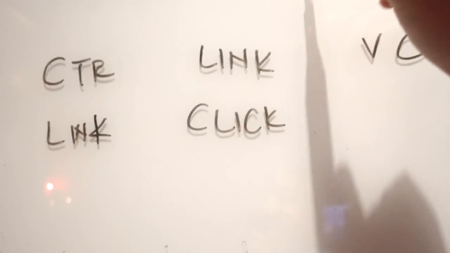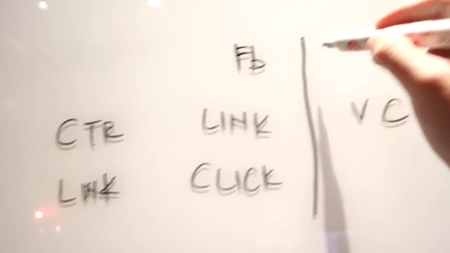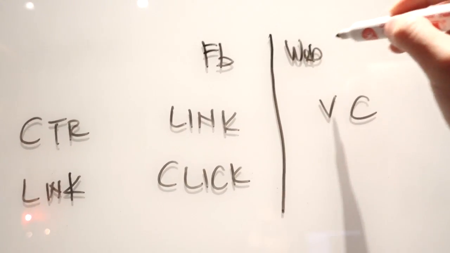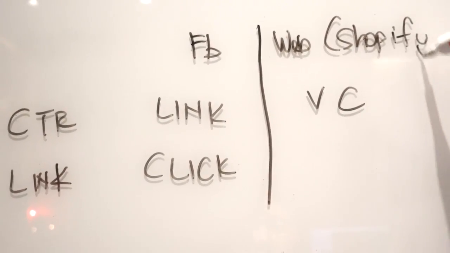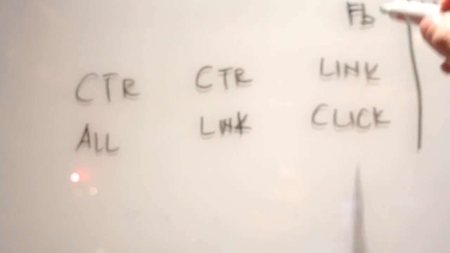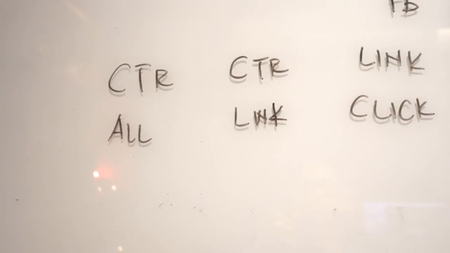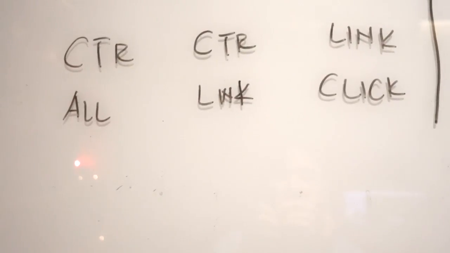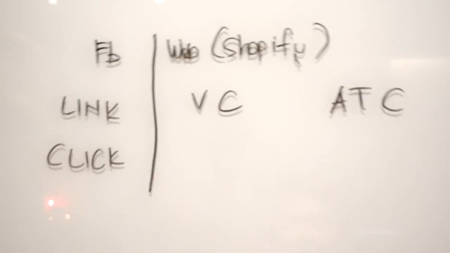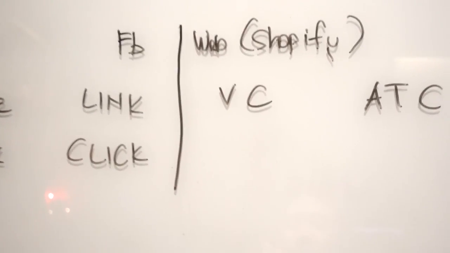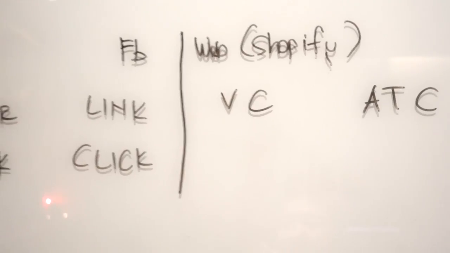Here, this is Facebook, and this is your website, or basically this one is Shopify. So what happened here is what happened inside Facebook. CTR all, CTR link, link click. That's the event that happens inside Facebook. And this one, view content, add to cart, purchase, whatever, is what happened on your website or your Shopify.